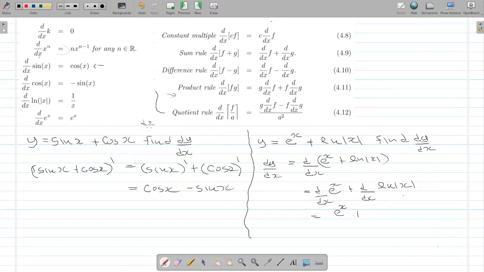So the derivative of e to the x itself, it's a very nice function. When we think in terms of derivative, it's very simple. It's the same thing. Okay, the derivative of e to the x is e to the x from this formula. Then the derivative of ln x is 1 over x.